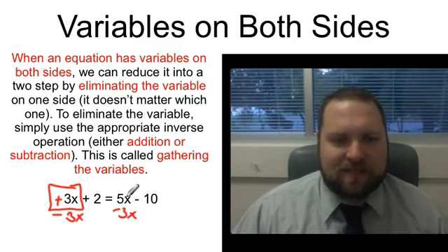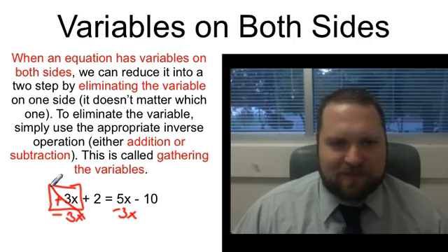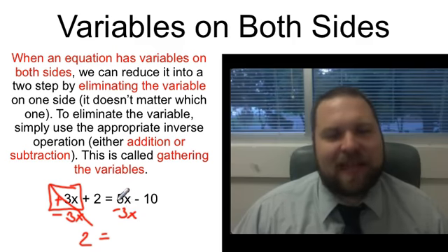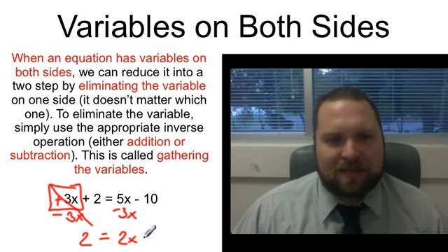And when I do this, I can combine like terms over here. Plus 3x minus 3x. Well, those are inverse operations. They cancel, leaving me with a 2. 5x minus 3x. Remember, I have to combine like terms now that I have these 2 x's over here on this side. 5x minus 3x would be 2x, and then my minus 10 just comes along for the ride.